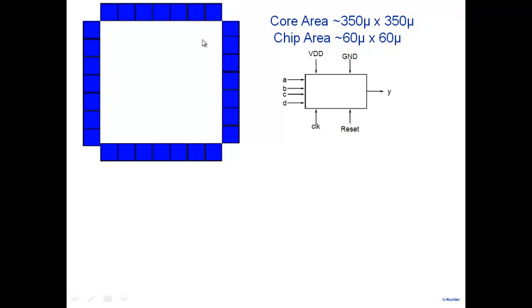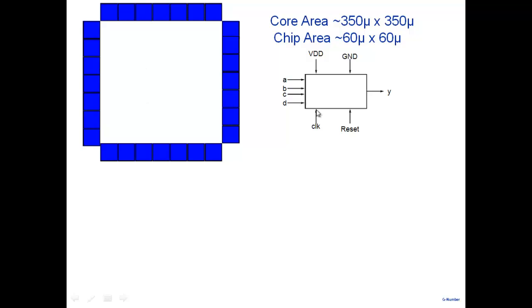Well, what are you doing with this? 60 micron into 60 micron versus 350 into 350. What fraction of the area are you utilizing? I mean, how much will it be? Very small. It's like sitting in some small piece somewhere here as compared to all of this.